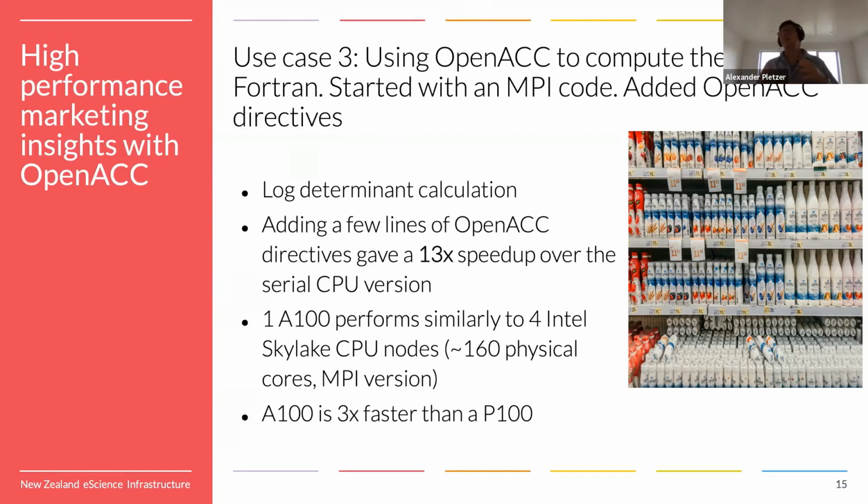So that's when Chris came in, and he added MPI and OpenACC directives to it. So the code was actually running using MPI and GPUs at the same time. Got some really nice speedup of 13x, and found that one A100 GPU was performing similarly to 160 physical cores. And there was also a benefit in using the A100 for that particular problem, it was running 3 times faster than the P100.